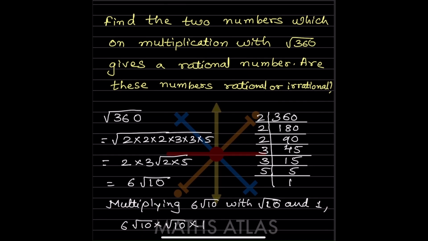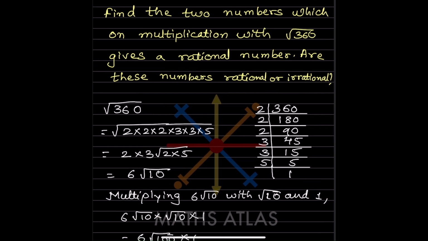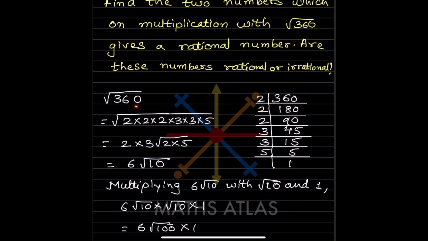Find the two numbers which on multiplication with root of 30 give a rational number. Are these numbers rational or irrational? So now you will take the root of 360. First you will take the factors of 360. So these are the factors, and we are going to keep them in the root.